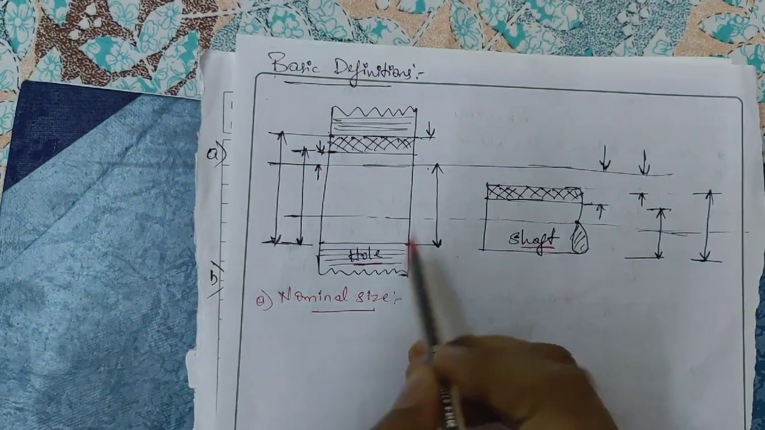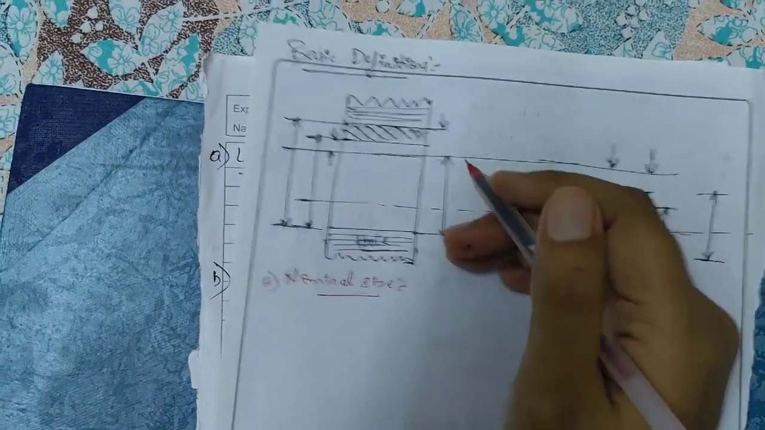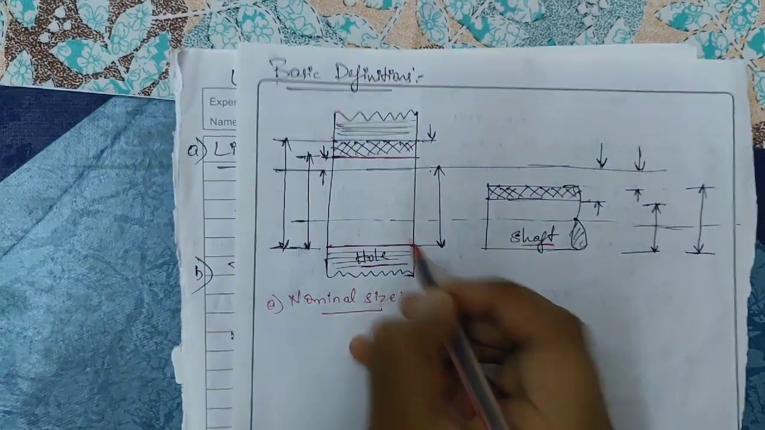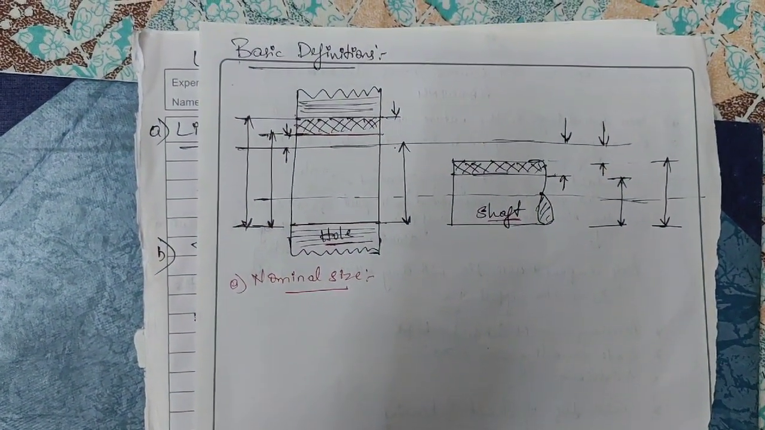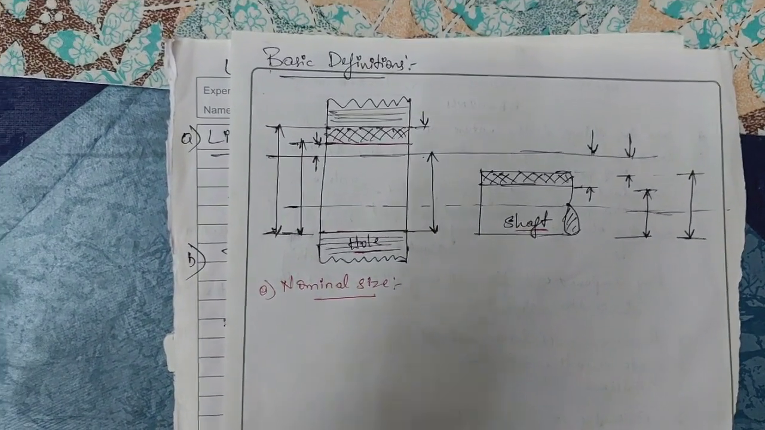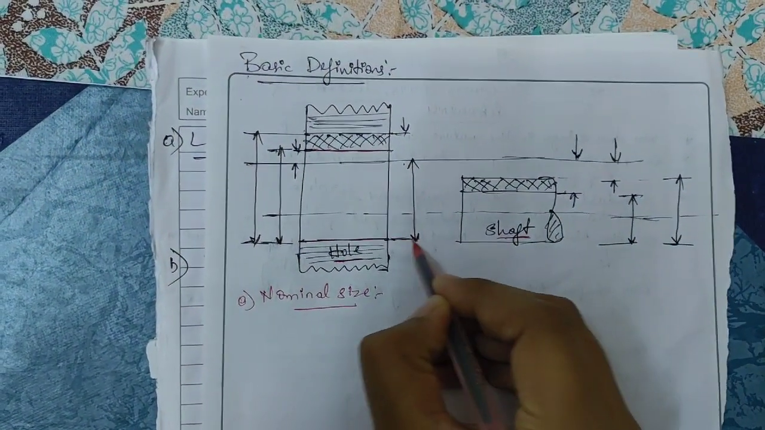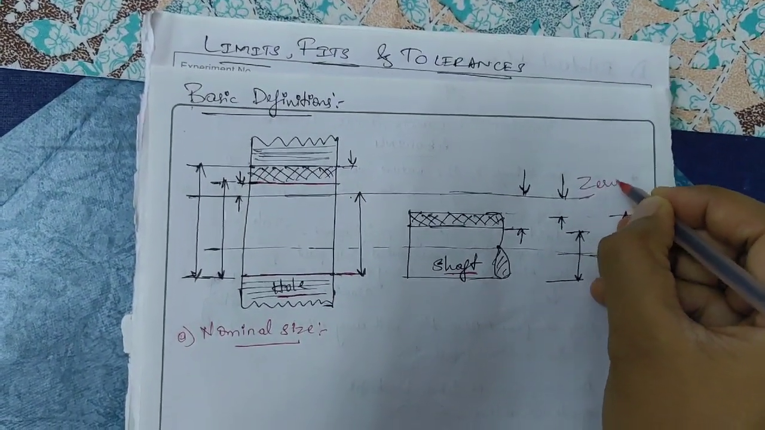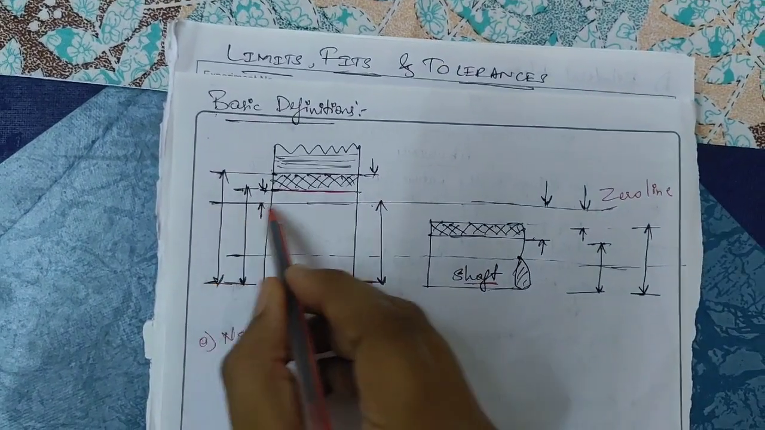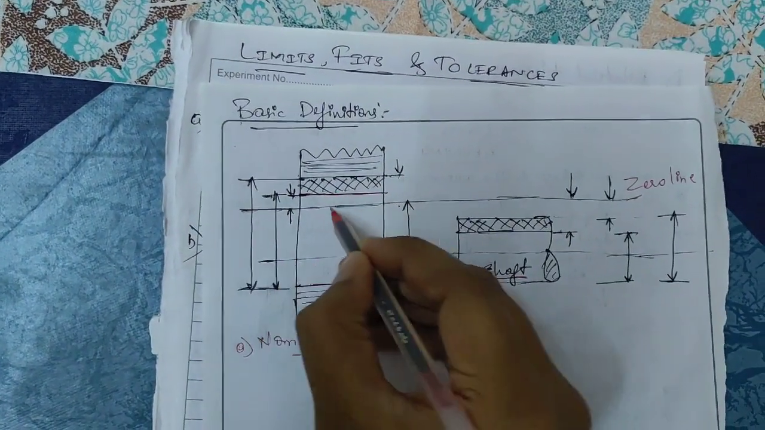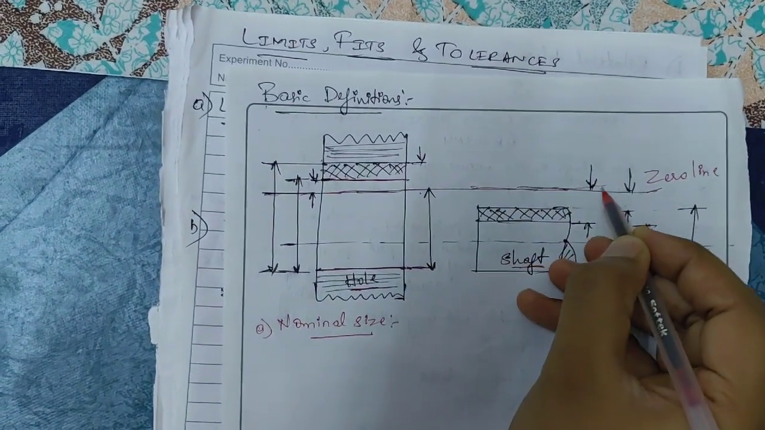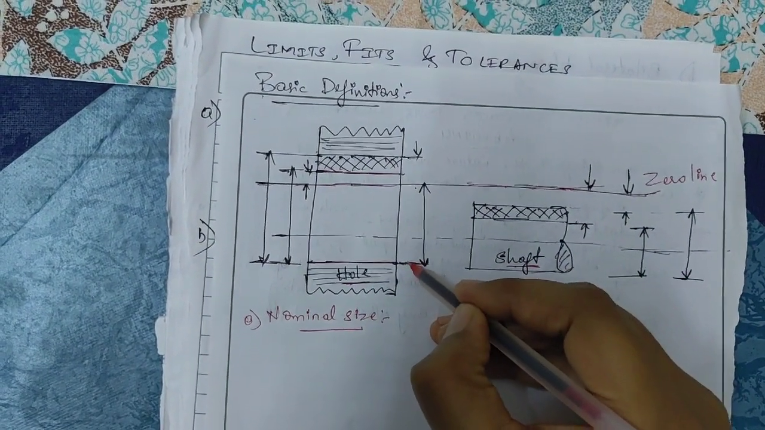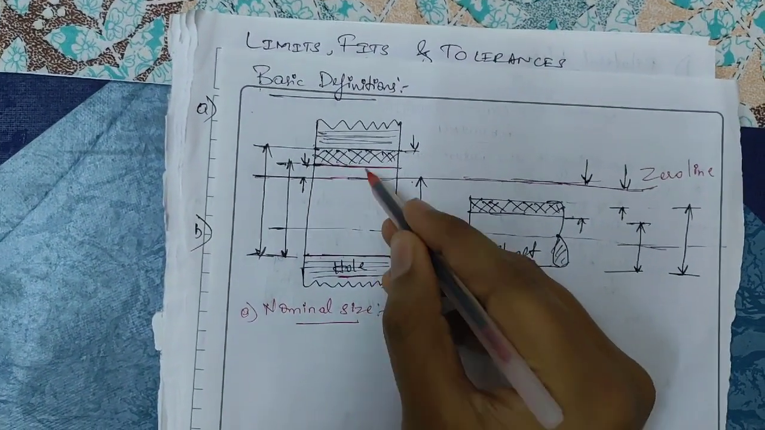Now we are taking it with respect to the hole. For the hole, the actual size is from here to here, from this line. This is the actual size of the hole. Here we have taken one line. This line we can call the zero line.